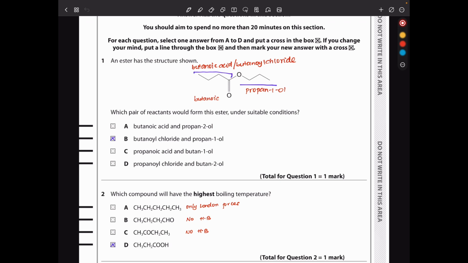They say which pair of reactants would form this ester under suitable conditions. So for an ester, the part that could come from a carboxylic acid or an acyl chloride is the one attached to the carbon with the carbon-oxygen double bond. If we count the number of carbons, 1, 2, 3, 4, so it could be butanoic acid or butanoyl chloride. On the other side, we have 1, 2, 3 carbons, so the oxygen is at the end, so propan-1-ol. So the answer is B, butanoyl chloride and propan-1-ol.